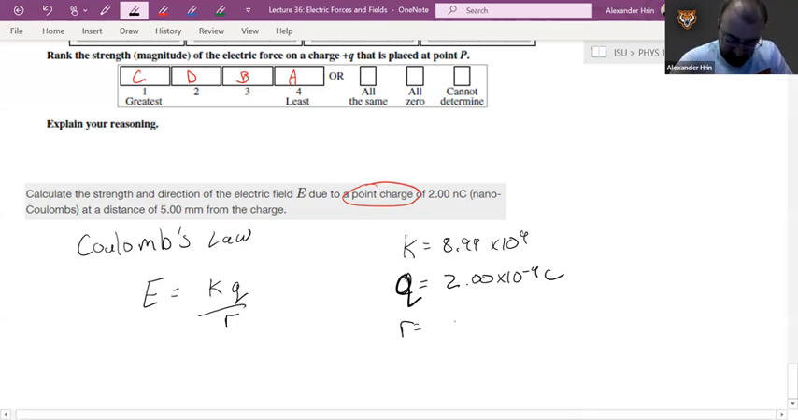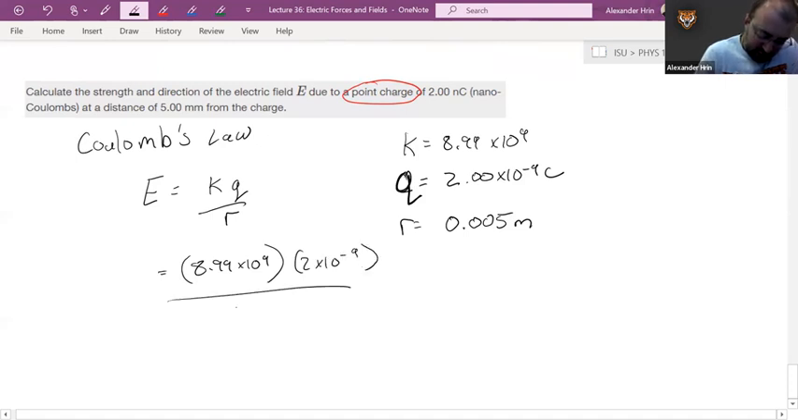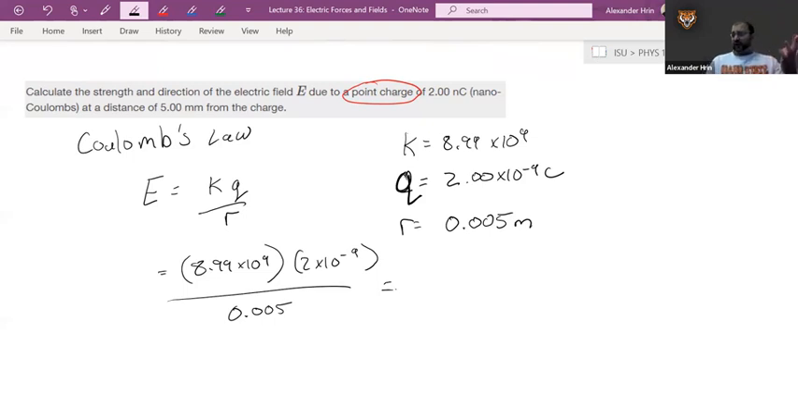And then R is going to be 0.005 meters. That's converting millimeters to meters. So there you go, and then you just plug these in. You get 8.99 times 10 to the 9th, and then 2 times 10 to the negative 9th, all over 0.005. I'm not going to run through that, but that's basically how you do it. If they then wanted you to find the force on a charge, you just take the electric field you found and multiply by the charge. Okay, so that is basically what's going on with this one.